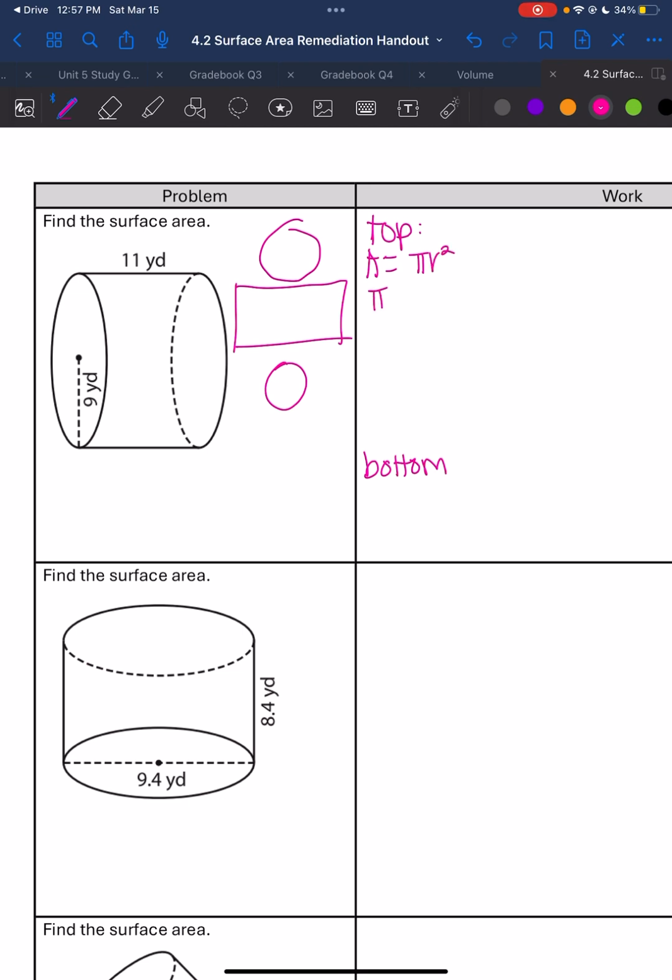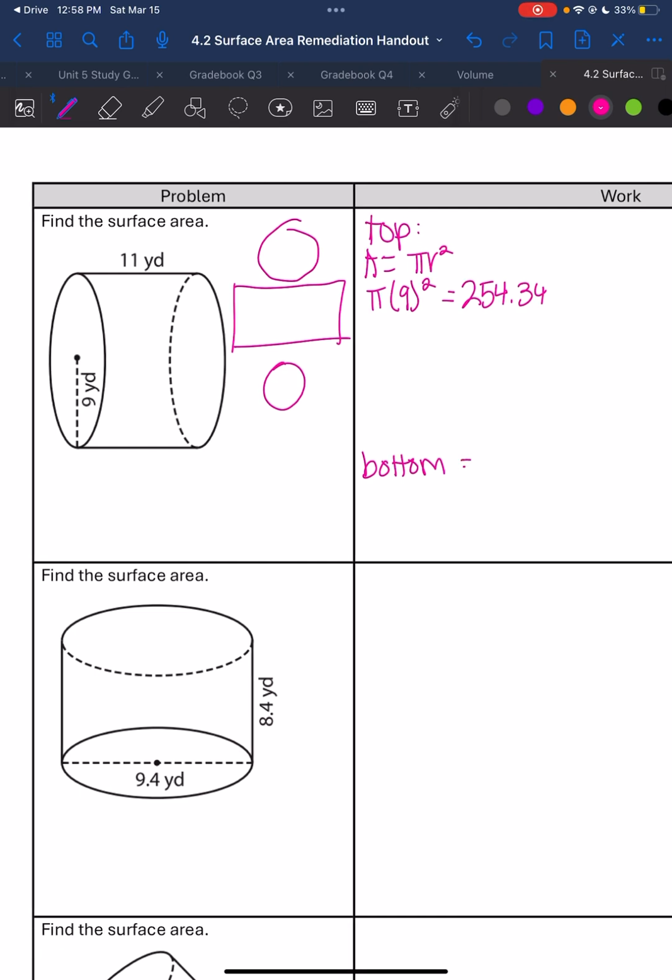So to show my work, I'm going to say pi, my radius is 9, and when I square that, I multiply it by pi, I get 254.34. Well, like we said earlier, the top and the bottom are congruent because they're the bases, and the bases are always congruent. So my bottom part is 254.34.